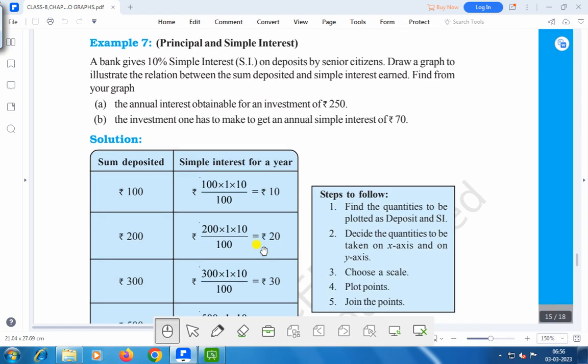Now, question number 7. Principal and simple interest. A bank gives 10% simple interest on deposits by senior citizens. Draw a graph to illustrate the relation between the sum deposited and the simple interest earned. Find from your graph the annual interest obtainable for an investment of rupees 250, and the investment one has to make to get an annual simple interest of rupees 70.